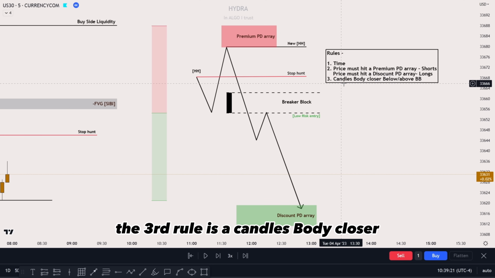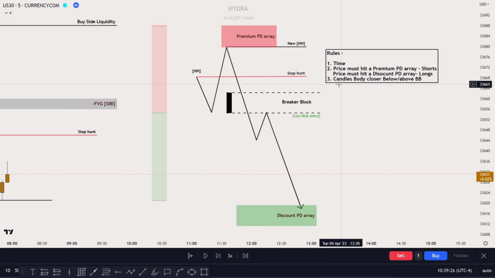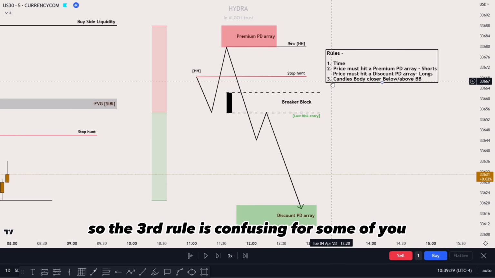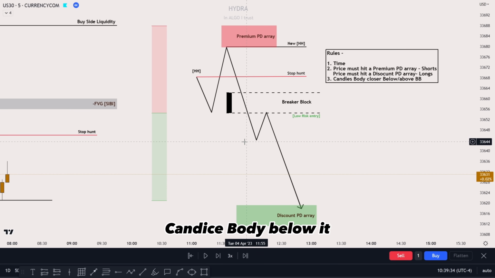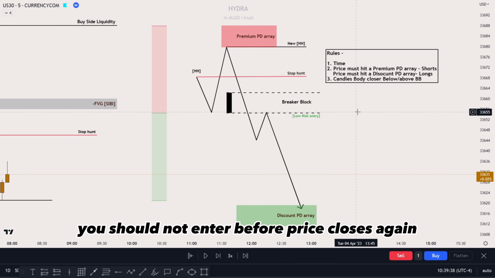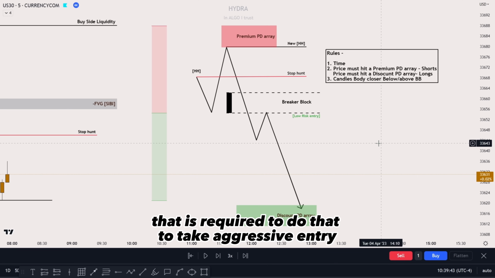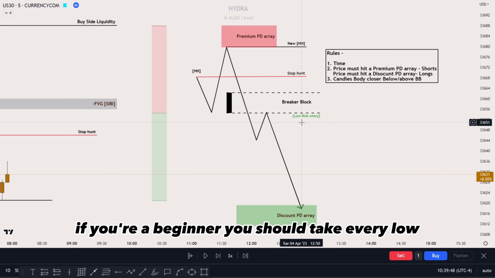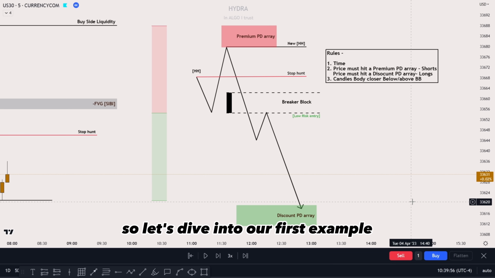The third rule is candle's body closure below or above breaker block. So the third rule is confusing for some of you because you don't want to enter after a price closes candle's body below it. But if you're a beginner, you should not enter before price closes the candle's body below it because you don't have the experience that is required to take aggressive entry. If you're a beginner, you should take every low risk entry with high probability setup. So let's dive into our first example.